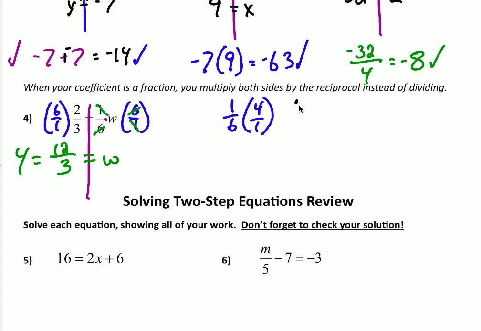So 1 times 4 is 4. 6 times 1 is 6. 4 and 6 can both be divided by 2 and simplifies to be 2/3. That's what we wanted, so we know we did it correctly.